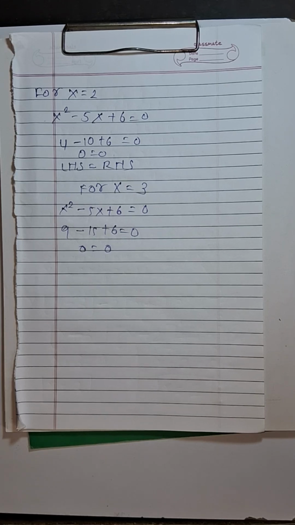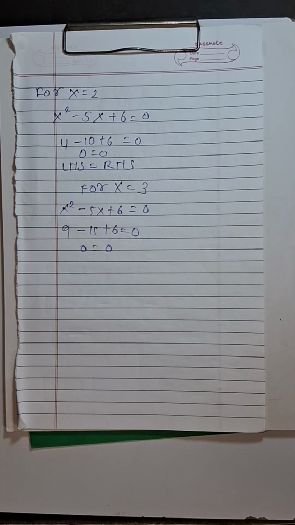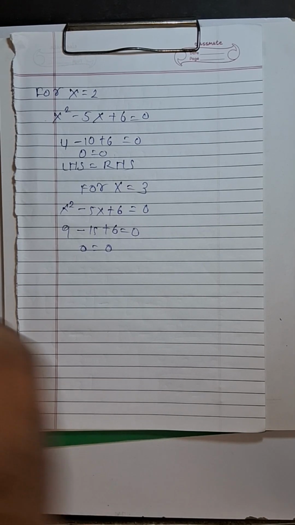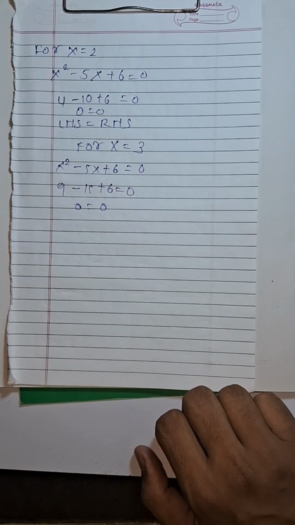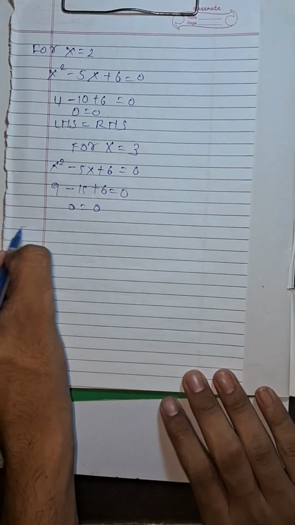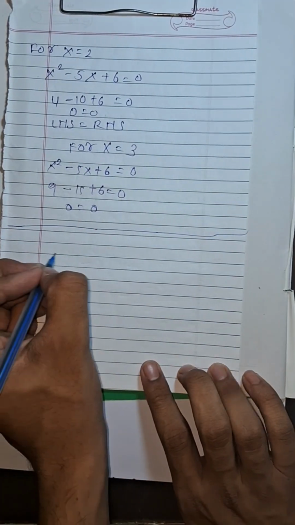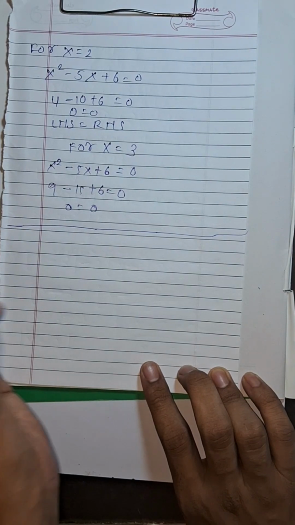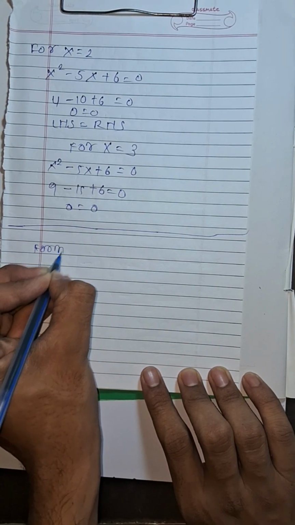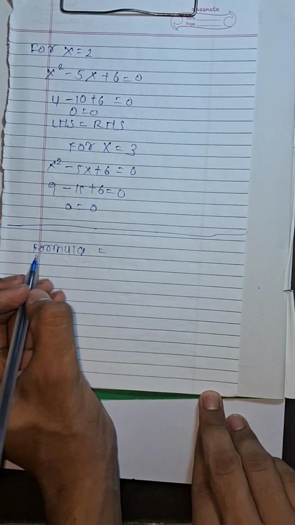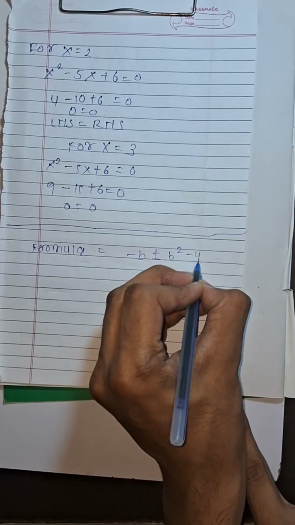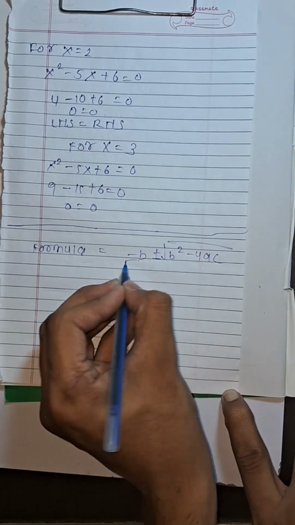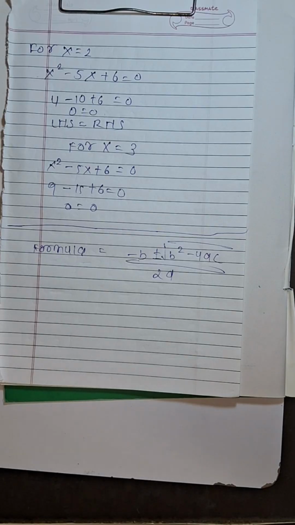Okay, so now I am going to solve this question by the quadratic formula. The method is also known as the quadratic formula. We have two roots, so the formula is x equals minus b plus minus root of b square minus 4ac, whole upon 2a. So this is the formula.